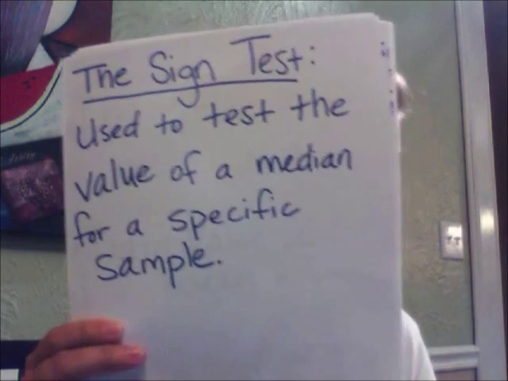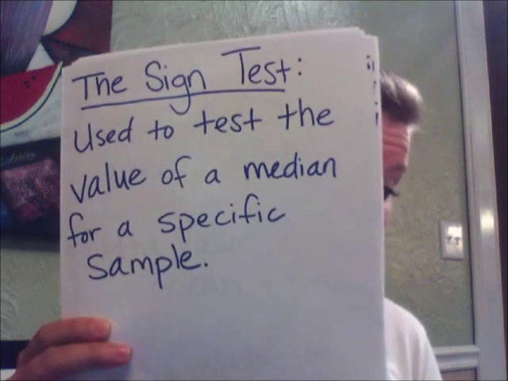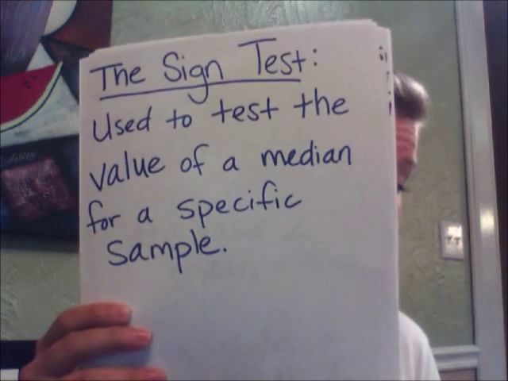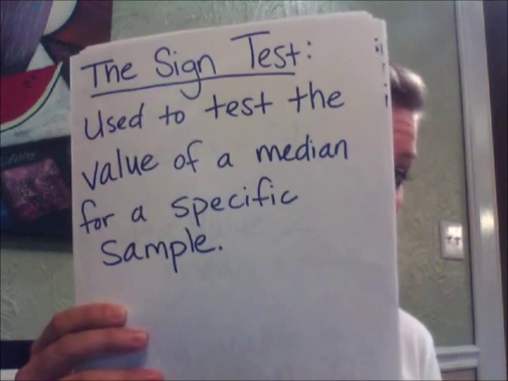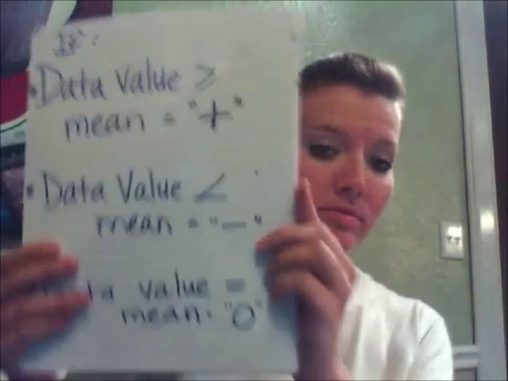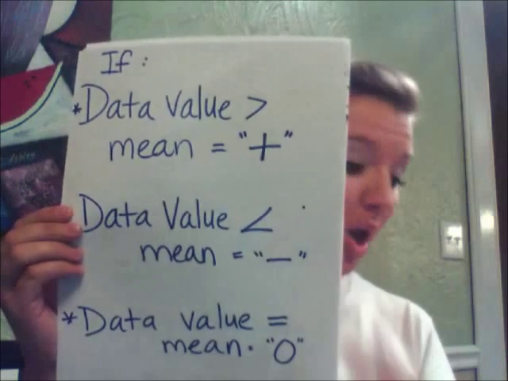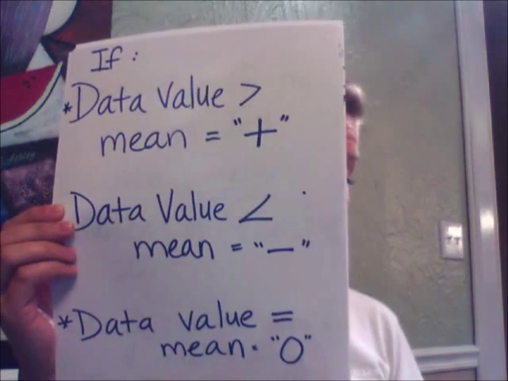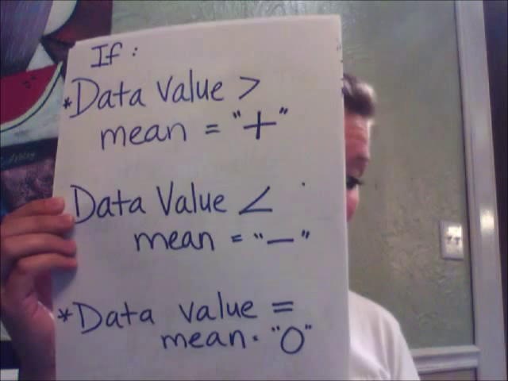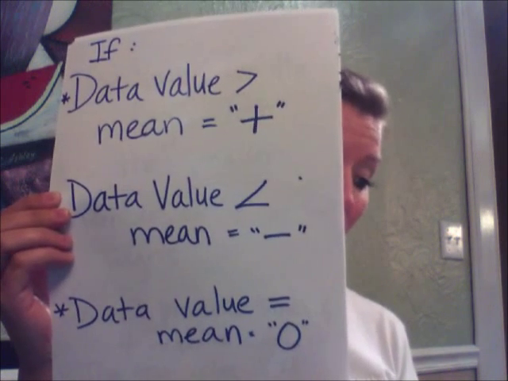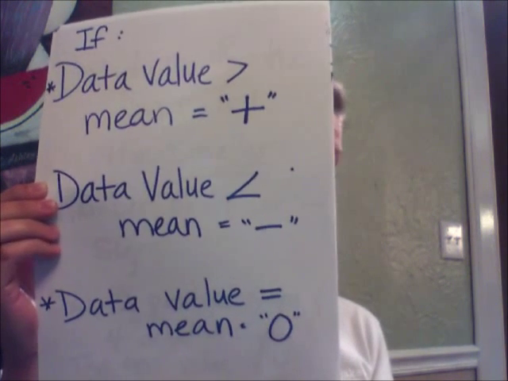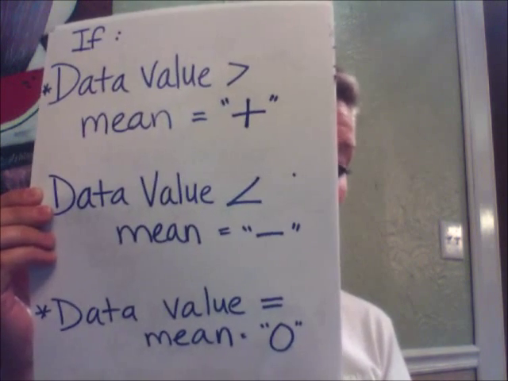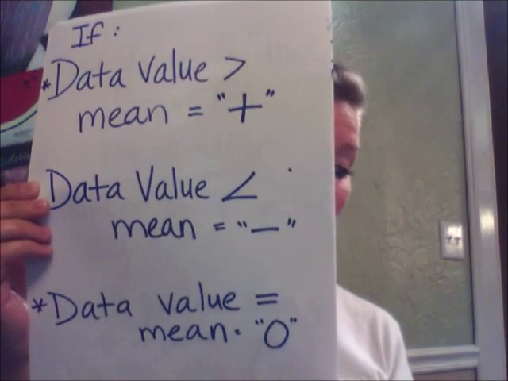The simplest non-parametric test is the sign test. It is used for single samples. It is used to test the value of a median of a specific sample. When using the sign test, the researcher hypothesizes the specific value for the median of a population. Then he or she selects a sample of data and compares each value with the conjectured median.